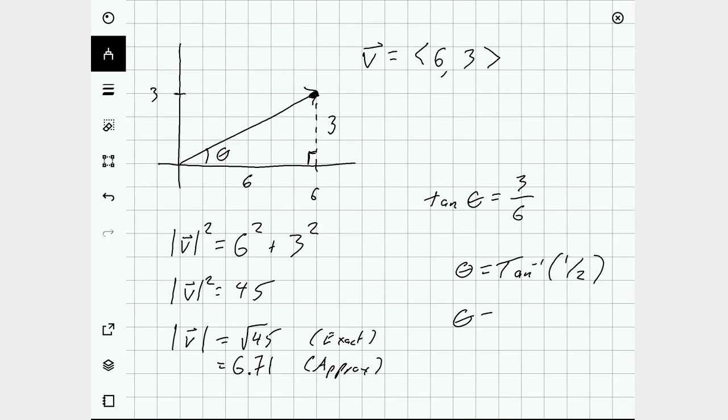And again, if I'm happy with an approximate value, I grab out my calculator and get that this is something like 26.6 degrees, or if I want to be in radians, this is 0.464 radians. Pay attention to how it's asked for and make sure you're using the right angle units in the right situation.